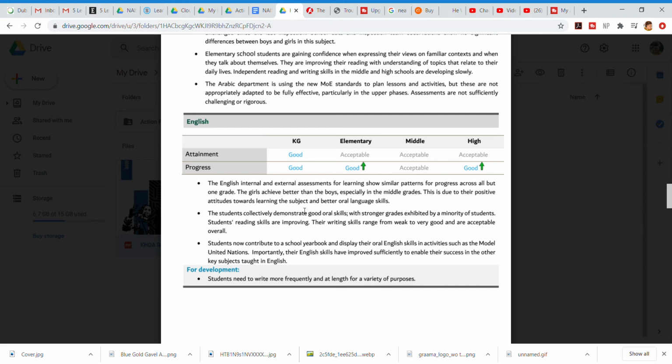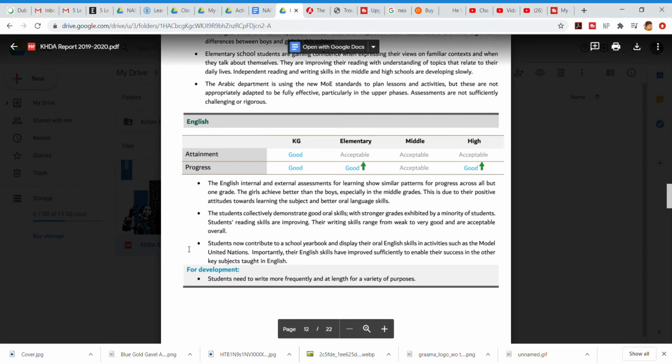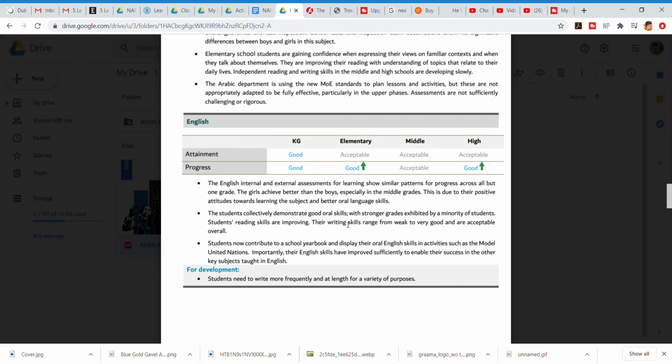However, the very next statement has a concern. Their writing skills range from weak to very good and are acceptable overall. That tells you right there that is a major problem because they use the word weak. And when they use the word weak, that is a criterion in the KHDA inspection.